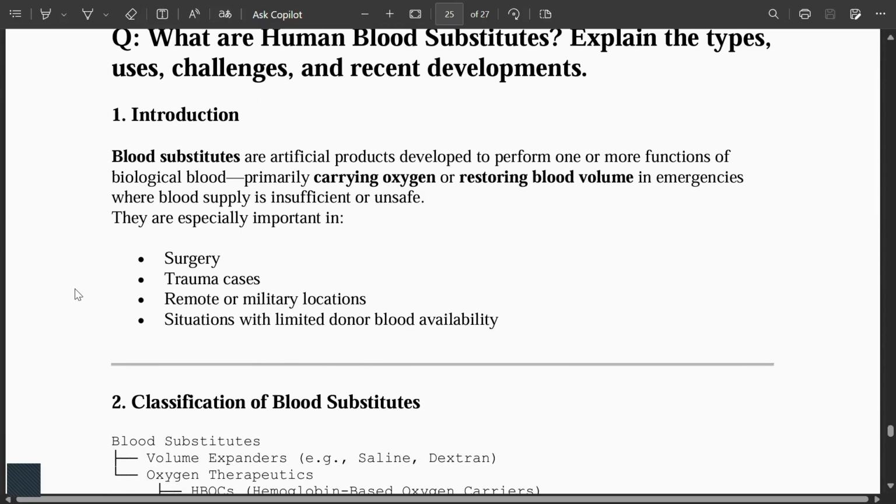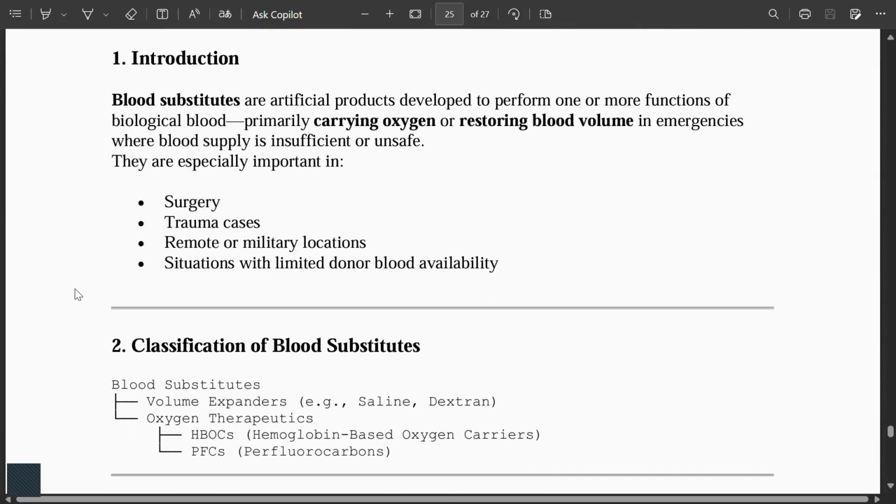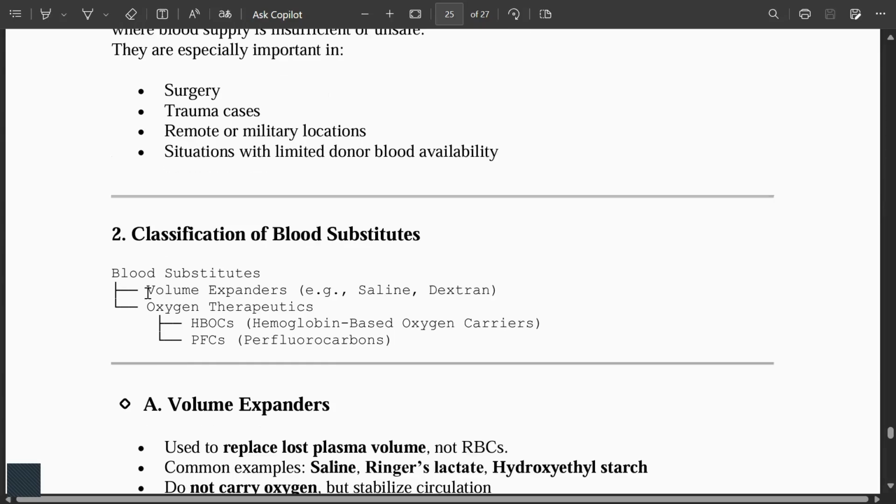These are especially important in surgery or trauma cases, in military locations, or in situations where limited blood donors are available. Blood substitutes, volume expanders, and therapies, where HBOCs are hemoglobin based oxygen carriers and PFCs are perfluorocarbons.